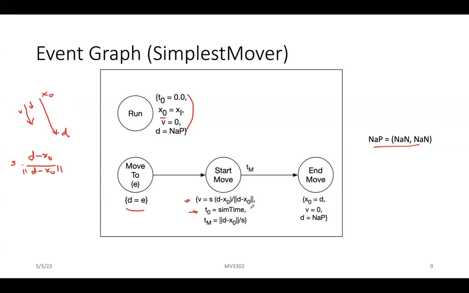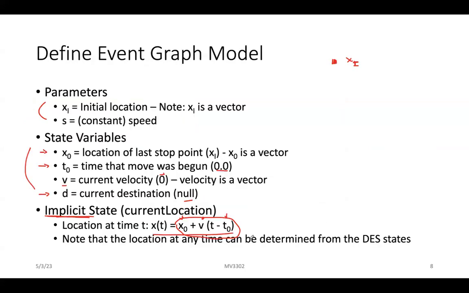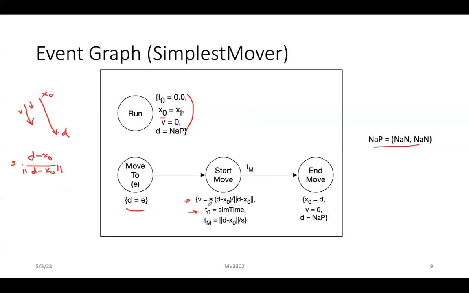Since whenever this event occurs, that's going to be the time that I start moving, and I need that in order to do this calculation here. So I'm going to set my time I started moving to the current sim time, because, remember, sim time is a global variable in event graph methodology.